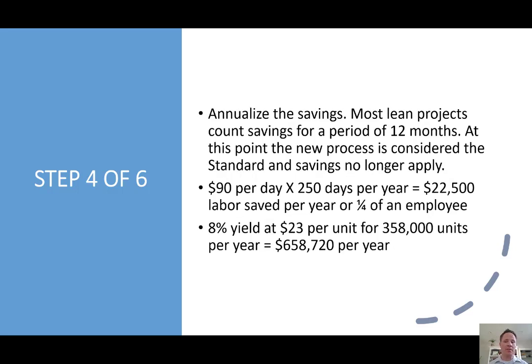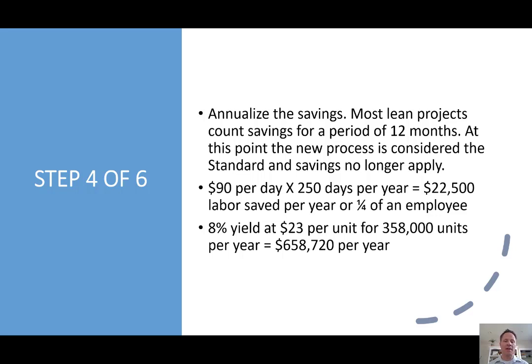Step number 4 is to annualize the savings. Most Lean Six Sigma projects, you can count the savings for 12 months. After that, whatever improvements you've made are considered the new standard, the new baseline, and any improvements you make on top of that are counted, but anything from 12 months on, you don't get a count anymore.